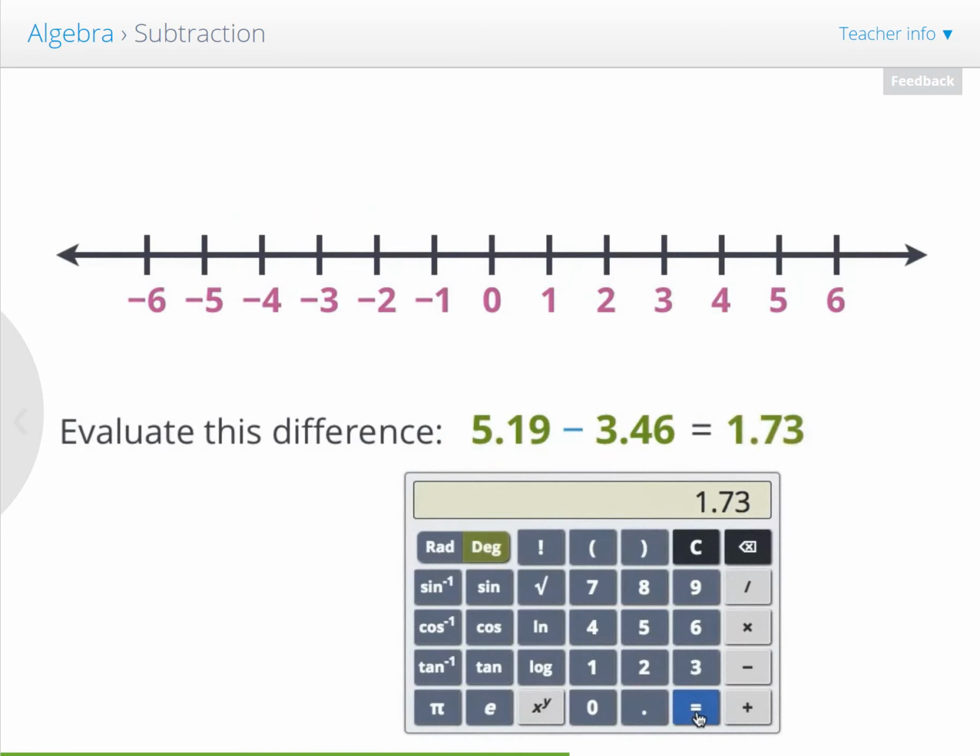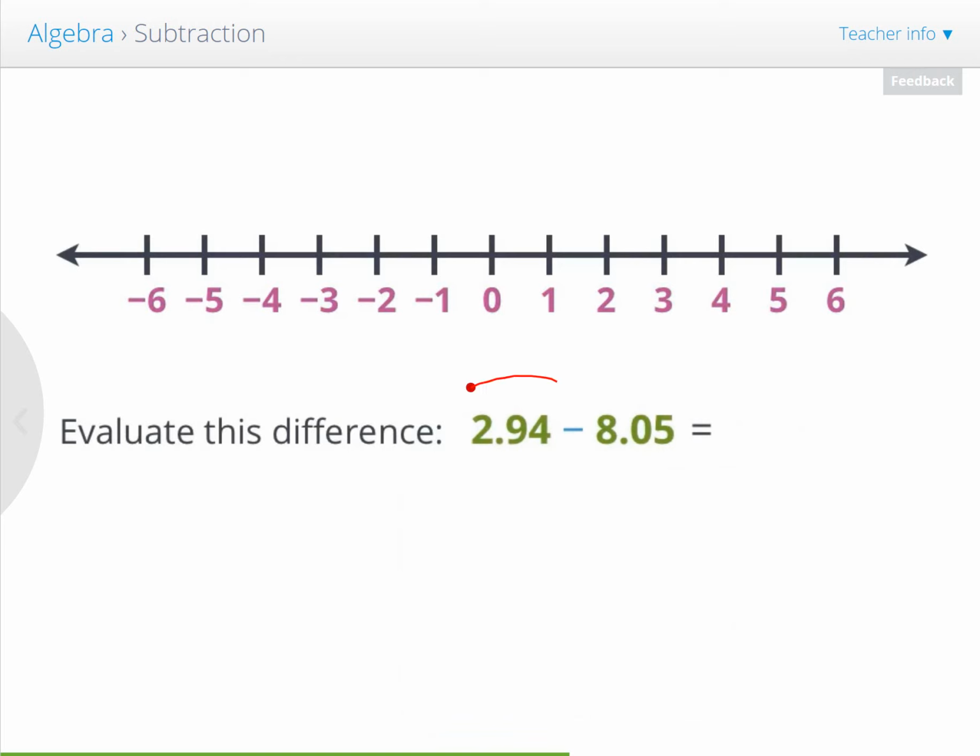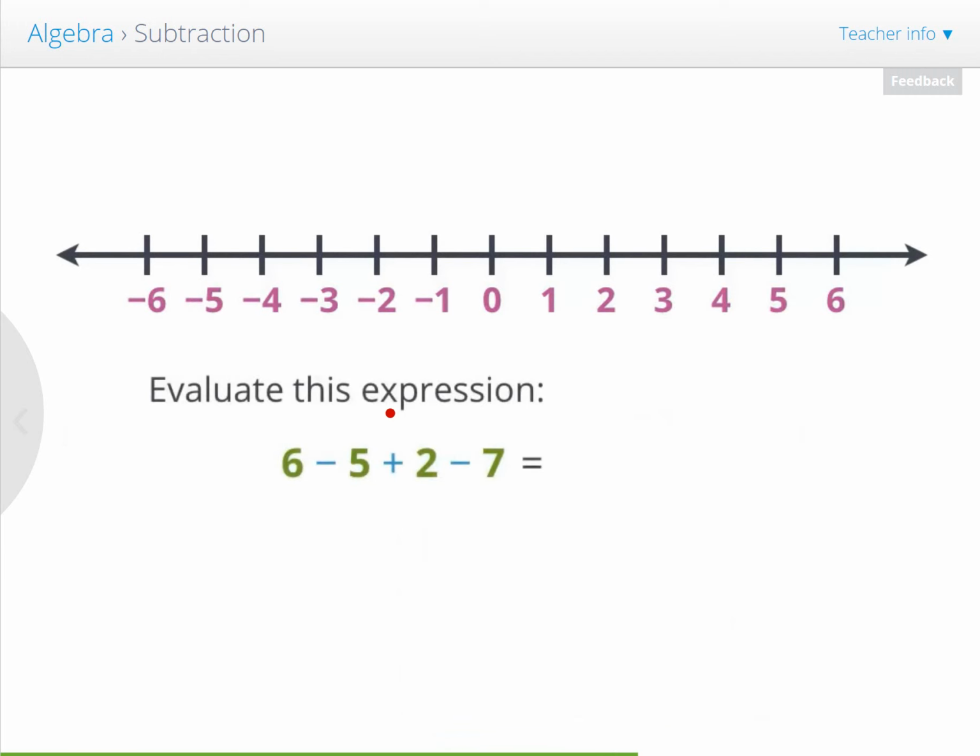So that's the answer. Try using the calculator to solve another example. What's 2.94 minus 8.05? Right, so 2.94 minus 8.05 equals negative 5.11. So for your final challenge, try evaluating this expression, 6 minus 5 plus 2 minus 7. Whenever you have multiple additions and subtractions, you should work your way from left to right.